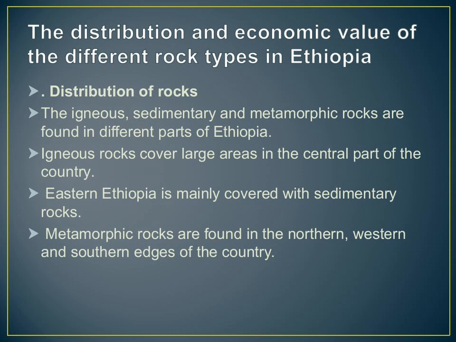So the distributions of rock in Ethiopia: igneous rock, sedimentary rock and metamorphic rocks are found in different parts of Ethiopia. Igneous rock covers large areas in the central parts of Ethiopia. The sedimentary rocks are mainly found in the eastern parts of Ethiopia.